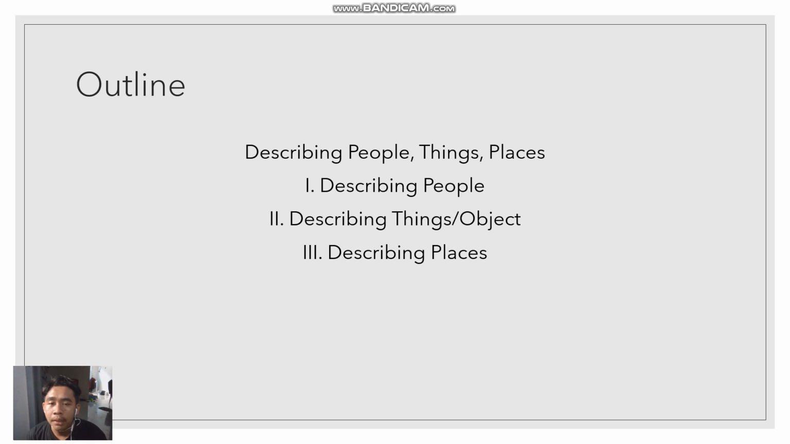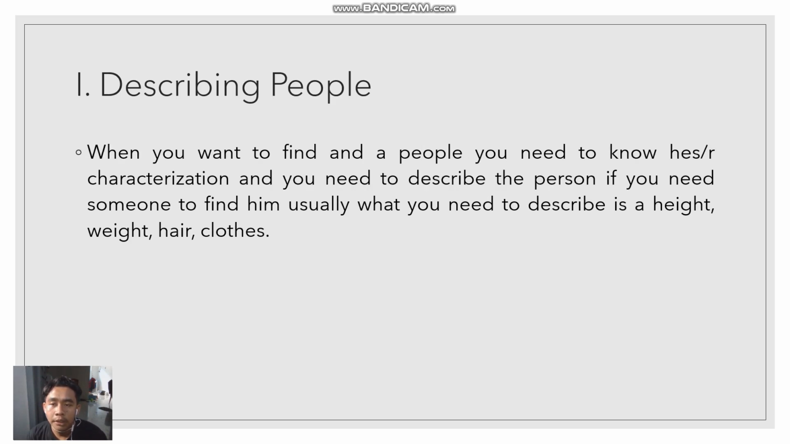Outline: describing people, describing thing, and describing place. Describing people. When you try to find people, you need to know where and you need to describe the person. If you need someone to find him, usually what you need to describe is height, weight, hair, and clothing.